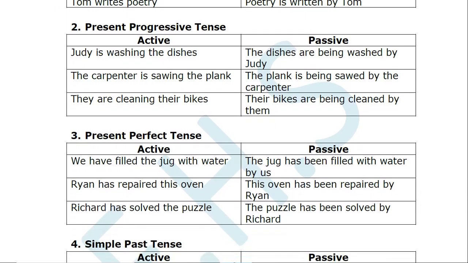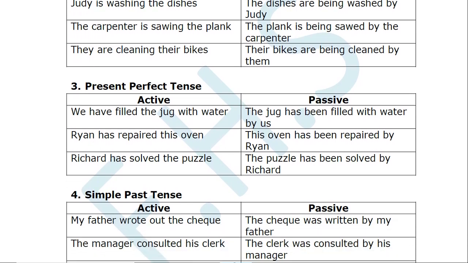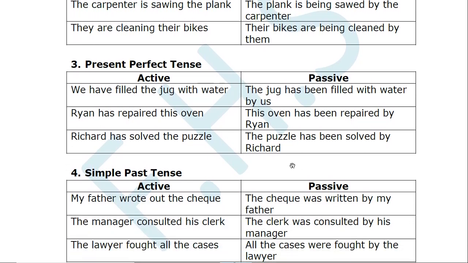The next one, present perfect tense. When you have perfect tense, remember, like in progressive tense you will have being everywhere, in perfect tense you will have has, had, have, all these words over here. Okay. We have filled the jug with water.